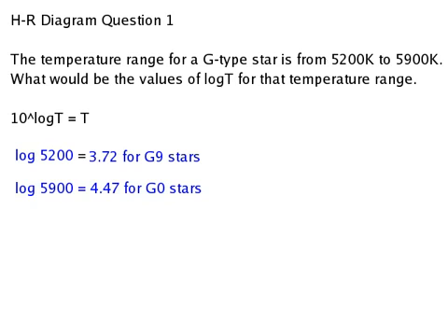Okay, so we were talking about question 1 of the HR diagram. The question was: the temperature range for a G-type star is from 5,200 K at the lower end to 5,900 K at the higher end. What would be the values of log T for that temperature range? So we're just going to go log 5,200 for the lower end, which would be 3.72 for the G9 stars, and then log 5,900, which equals 4.47 for the G0 stars.